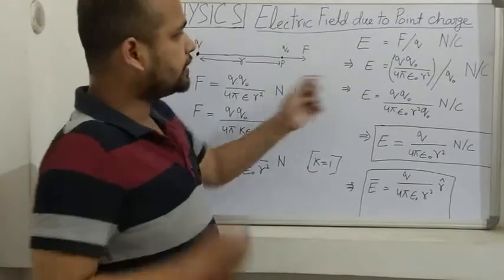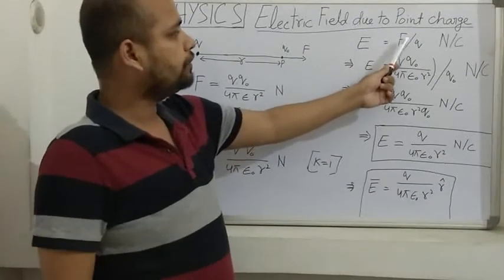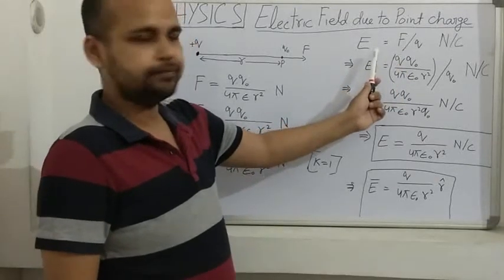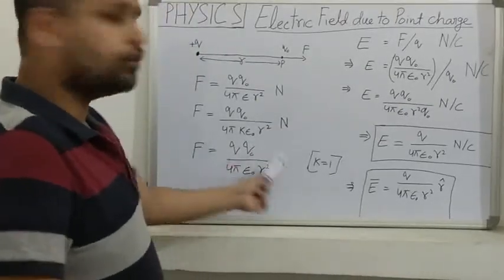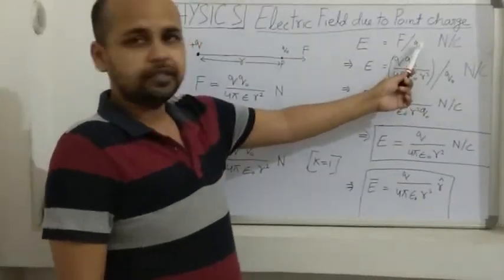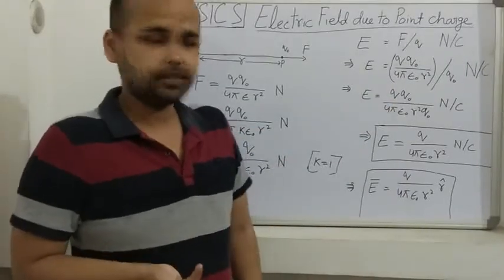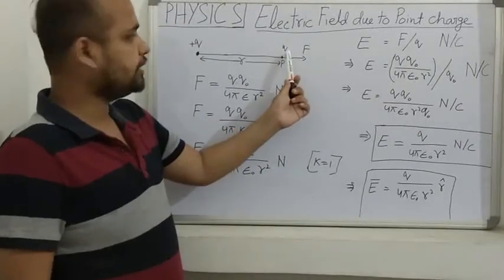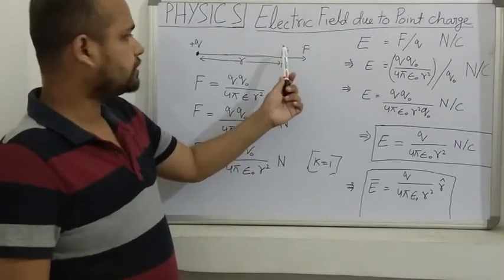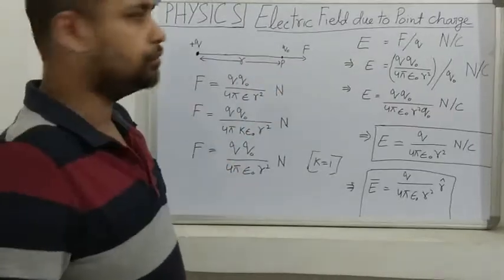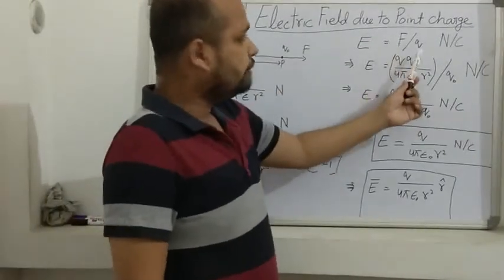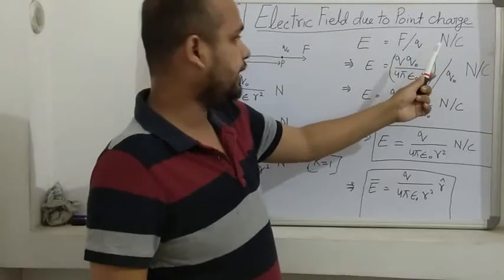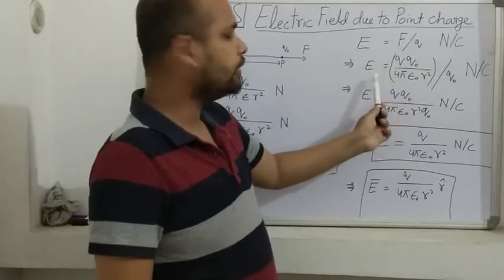We know that the electric field E is given by the formula F upon Q. This is the relation between the electrostatic force F and the electric field E. And the force we have already found here. Now this Q is what? The charge on which the force is acting. So here Q naught means the test charge was the charge on which the force was acting due to plus Q. So when we continue further, in the place of Q we will write Q naught. And easily we will find the value of electric field here.